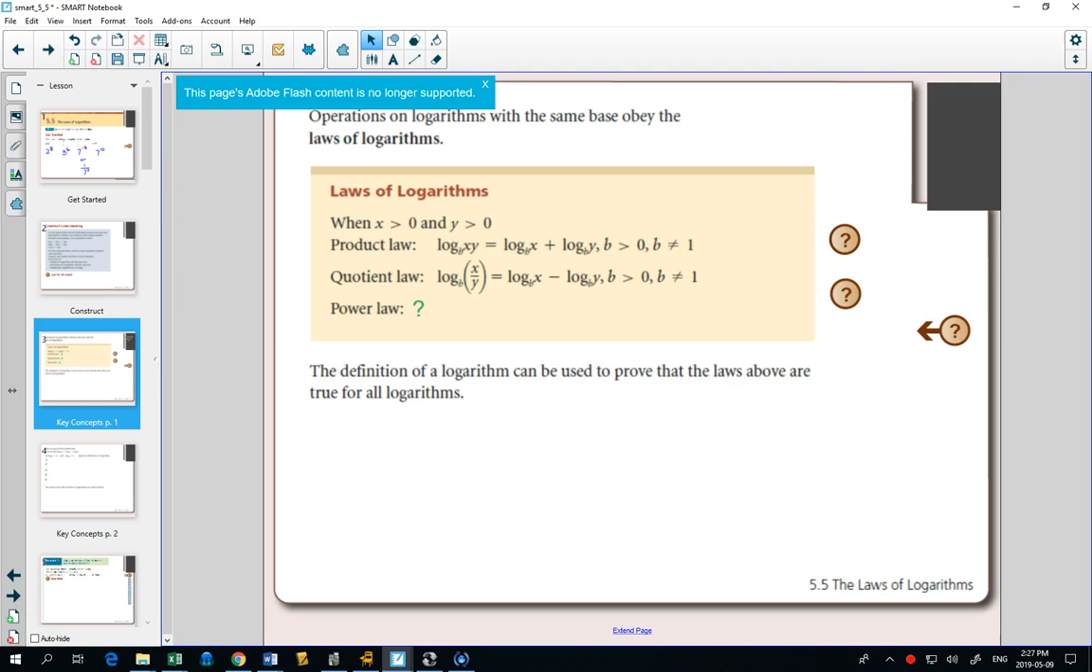And our power to a power rule in exponents is where we multiply the exponents. So if you have a power inside of your logarithm, it's the same as multiplying by that power. So we have similar rules, but for logarithms. And all of these log laws are on your formula sheet.